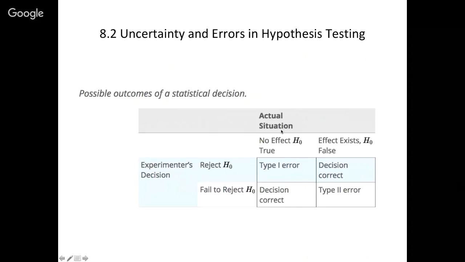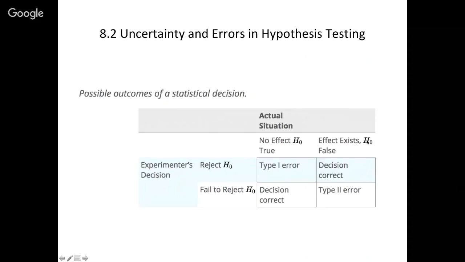But if there's no effect, and we fail to reject the null, we also say there's no effect. It's true, there's no effect, right? So our decision is consistent with the actual situation. So here we make the decision correctly.